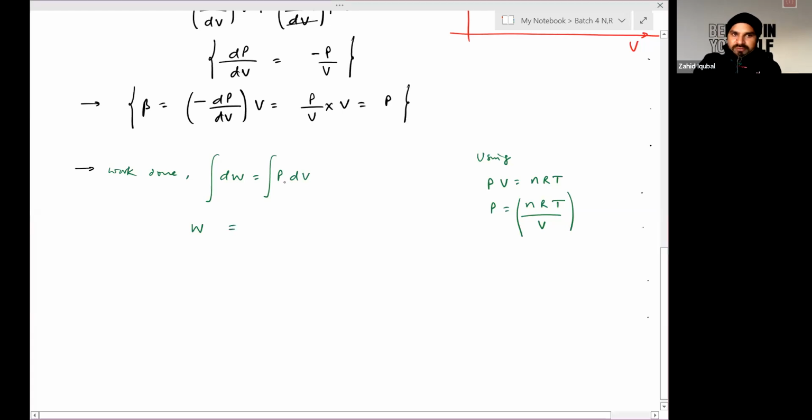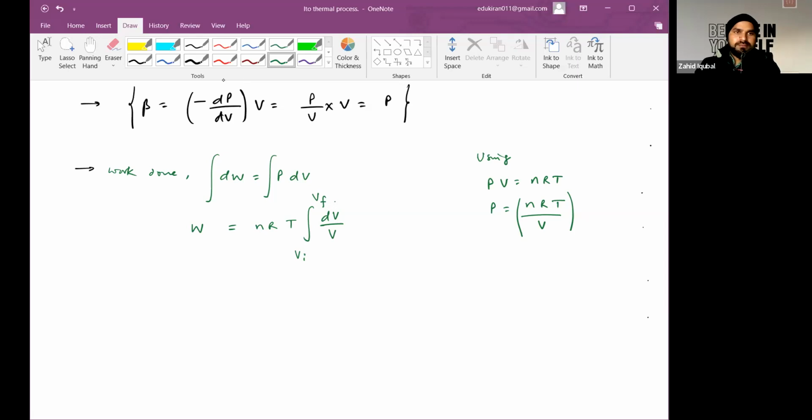So put the value of pressure as nRT divided by V. In this, n is the number of moles, R is the universal gas constant and T is temperature. These three terms are constant, so keep them outside. So we are left with dV by V in terms of a single variable, going from initial volume to some final volume. Now, dV over V on integrating will give you, or how to integrate dx over x?